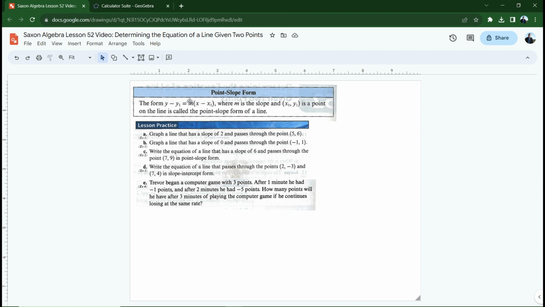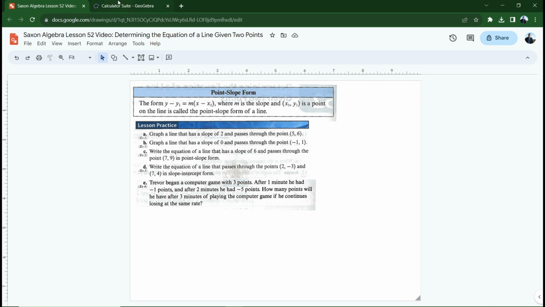So we're going to jump right into the lesson practice right away. And for this first one, I could graph this on a piece of graph paper. Okay, and the way that I would do that is I would put a point at this point, 5 along the x-axis, 6 up along the y-axis. Okay, so at the point 5, 6, I would plot that point, and then I know it has a slope of 2, so I go up 2 over 1. I get 2 more points that way, and then I could go down 2 to the left 1, and plot those points. Connect all of those points, and I'd have a line.